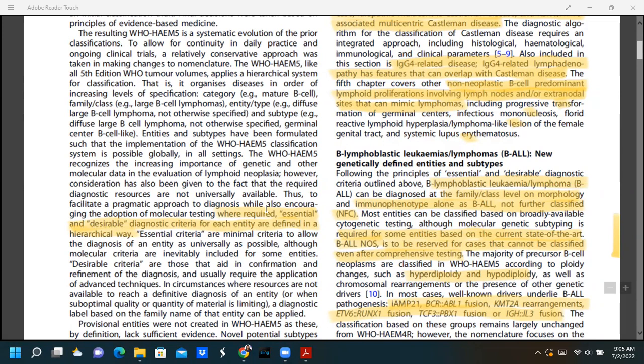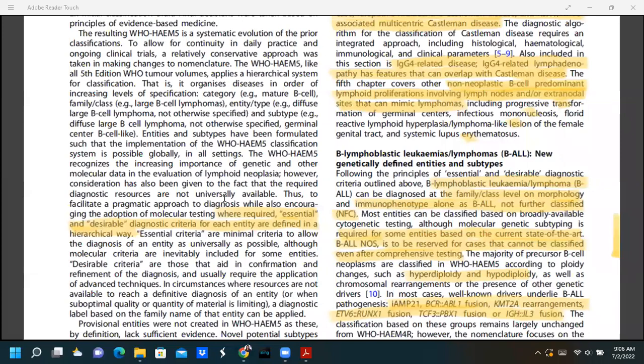Okay, so this is a new thing in WHO Heme 5: they are now going from low, like indolent, to aggressive, and all of their classification is based on the first things they discuss. The first things in the classification are the indolent things, and eventually they go to more and more aggressive.